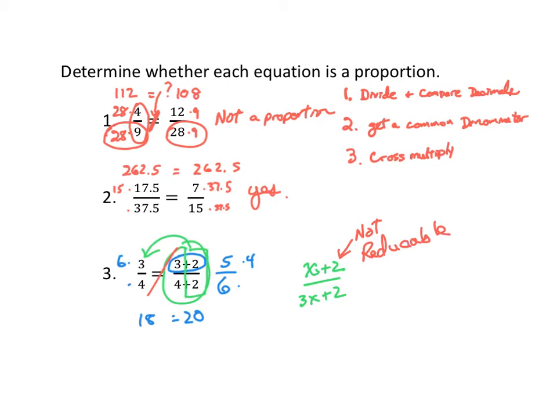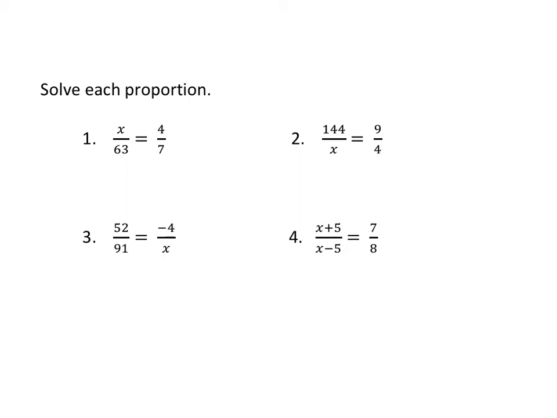That should be an I, reducible. Otherwise, it's reducible. Okay, got it? So those are proportions if you have two equal fractions or ratios.